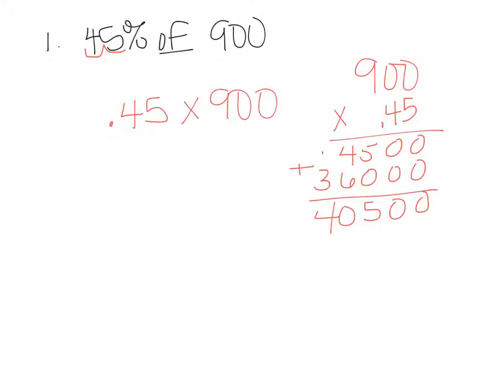So remember, when you multiply decimals, you have to then put the decimal in your answer in the same amount of decimal places. So there's 1, 2 decimal places here. So we're going to put our decimal here. So our answer is 405.